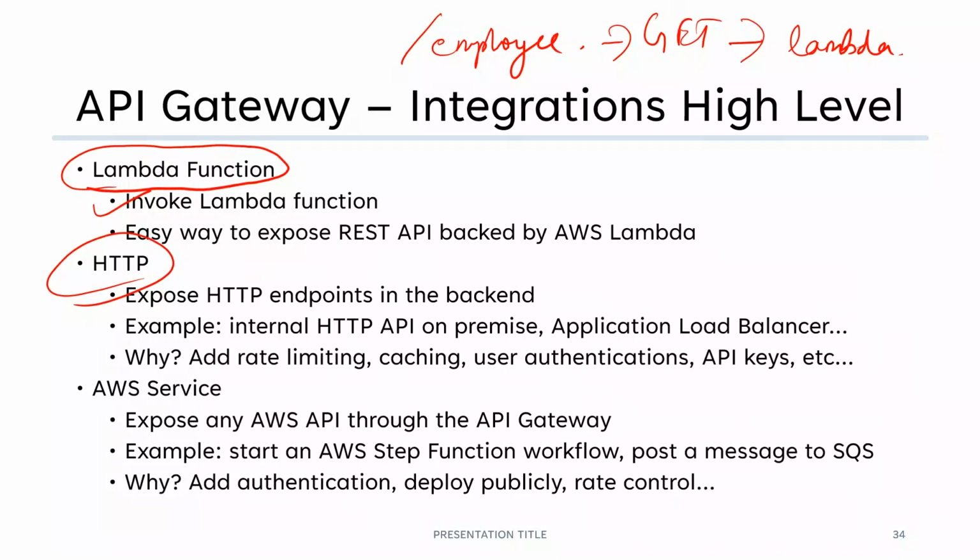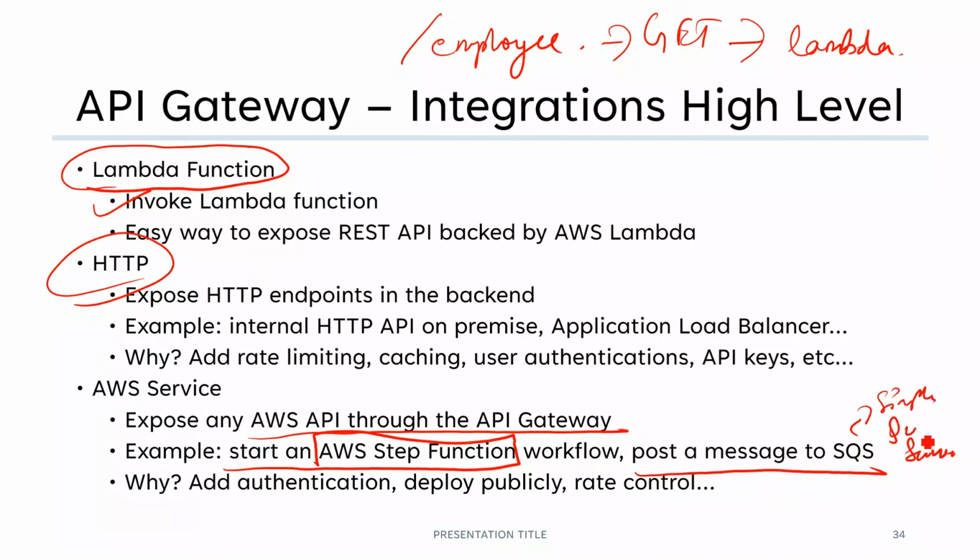AWS service, it can also integrate with any other AWS service, right? You can expose any AWS API through the API gateway. Example, start an AWS Step function. We're going to see what AWS Step functions are at a high level. And post a message to SQS. SQS stands for Simple Queue Service, right? Simple Queue Service, and this queue is actually this queue, not the letter Q. Okay. Why? Add authentication, deploy publicly, rate control, whatever you want to do, you can do it. So you can easily integrate with any of the services.